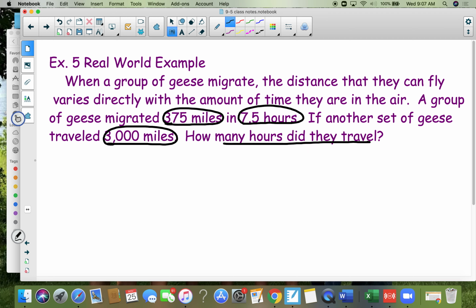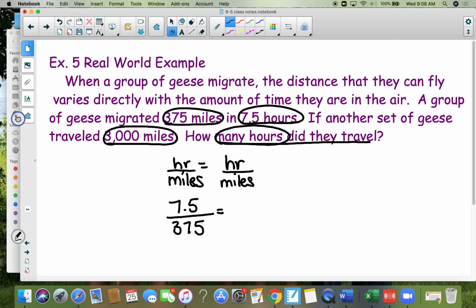So you are going to do hours to miles. You're going to set it up as a proportion, which is a fraction equals a fraction. So my first hour is 7.5 hours, and they traveled 375 miles. We're trying to figure out how many hours, so we're going to put that letter as a variable, as an x, but we know that they also traveled 3,000 miles. So 7.5 is to 375 as x hours is to 3,000. And all you're going to do to solve these problems in the part 2 worksheet is to cross multiply.